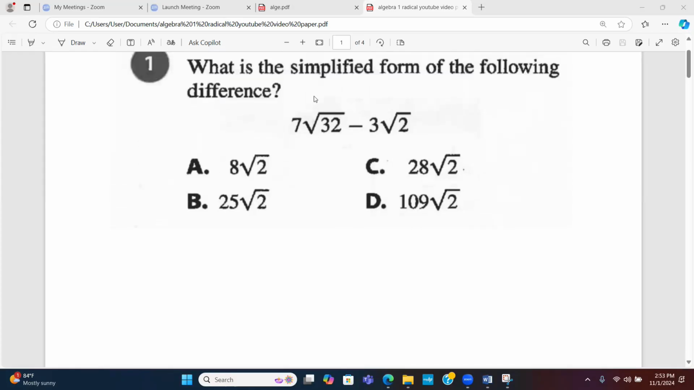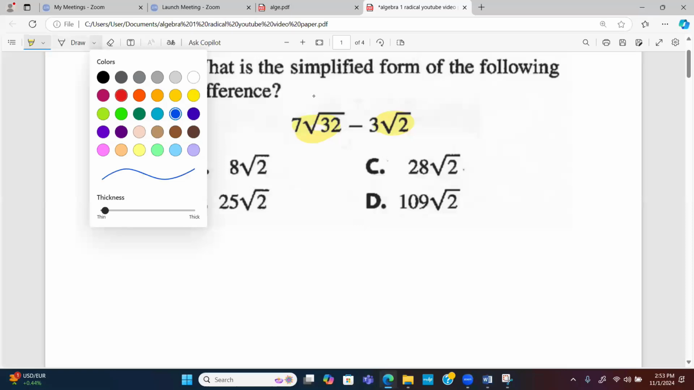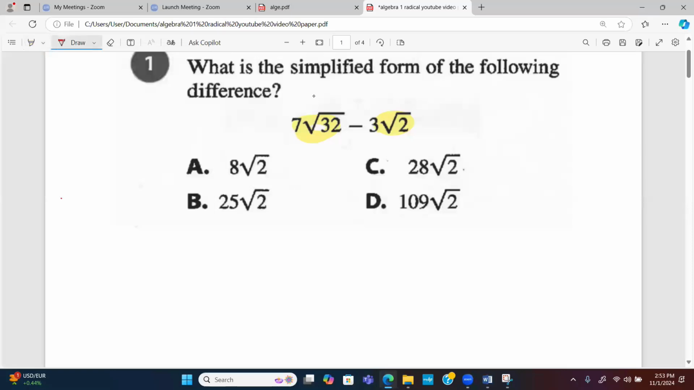So question one says, what is the simplified form of the following difference? 7 root 32 minus 3 root 2. Basically, if we're going to simplify this, we need to have a common radical. So I'm going to simplify the square root of 32.